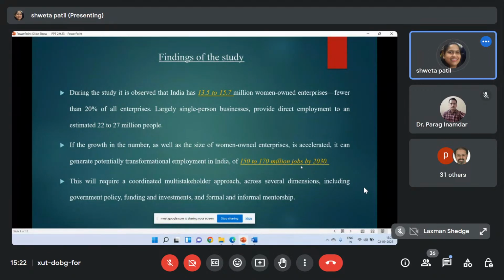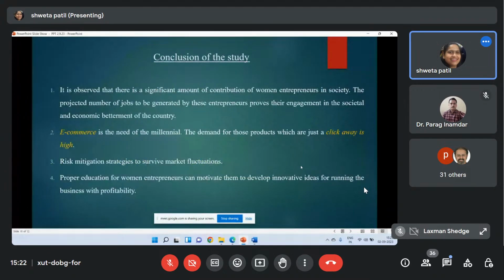Moving ahead to the conclusions of the study, as I just said, women entrepreneurs in society have made a significant contribution, may it be in societal betterment or in the economic betterment of the country. It is surely going to uplift society.